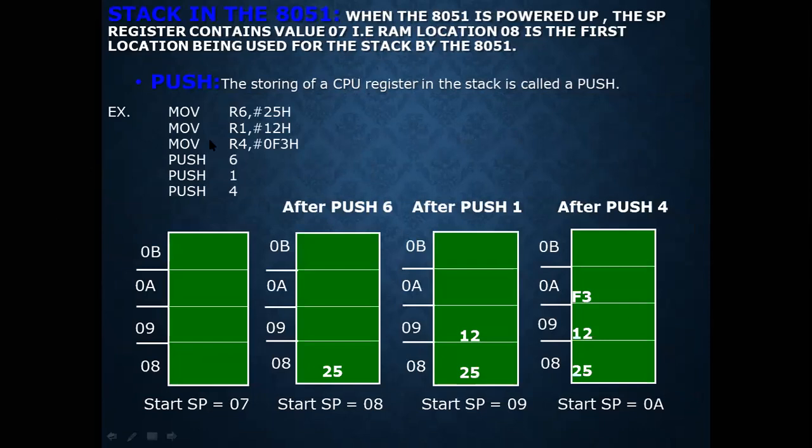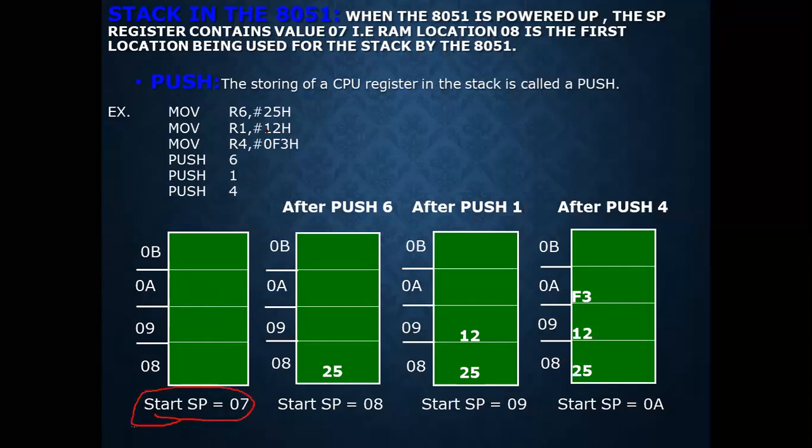Now we are discussing the push operation. Please be careful. If you cannot understand, just interrupt me. In the initial stage, the stack pointer value is 07H. You know that after reset, only the stack pointer value is 07H, and all other registers are reset to 00H. So this is the initial stage.